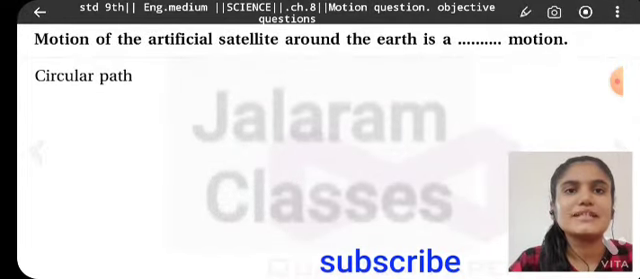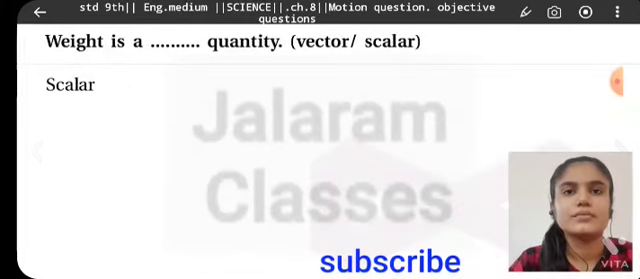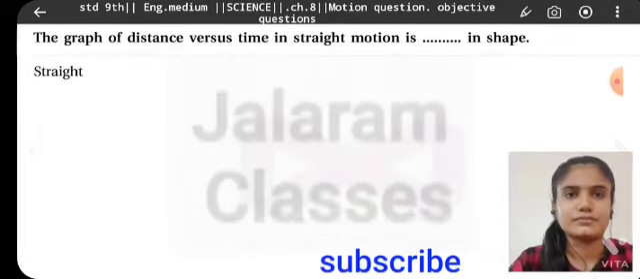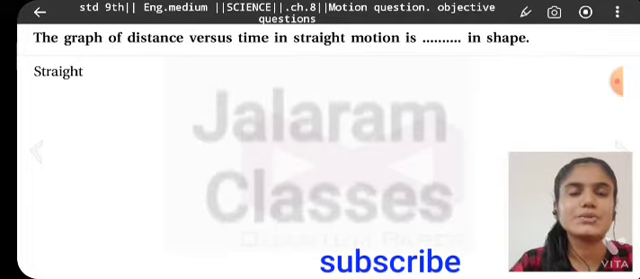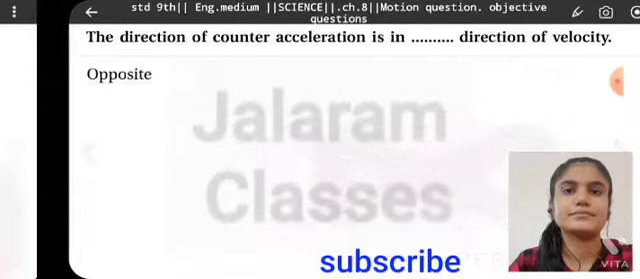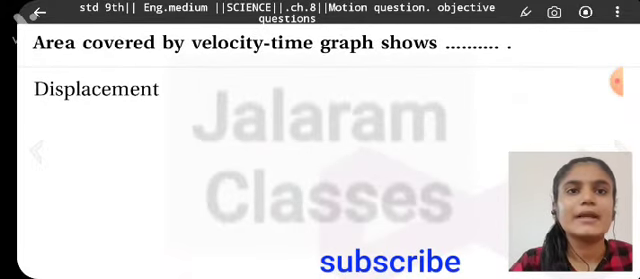Motion of the artificial satellite around the earth is a circular motion. Weight is a scalar quantity. Flood in the river is called uncontrolled type of motion. The graph of distance versus time in straight motion is straight in shape. The direction of retardation is opposite to the direction of velocity. Area covered by the velocity versus time graph shows displacement.